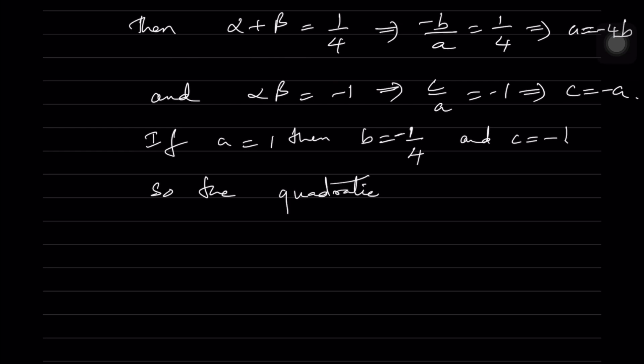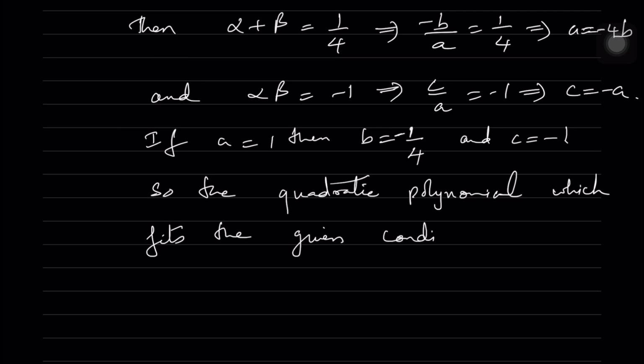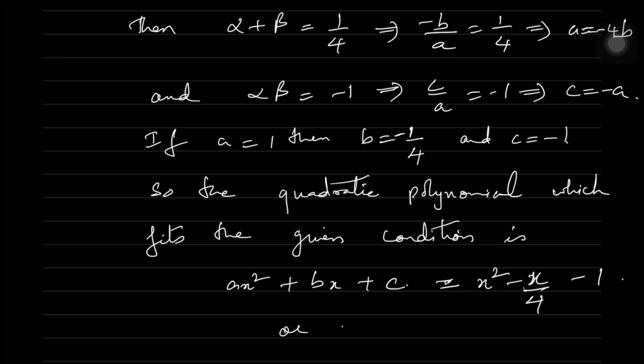So the quadratic polynomial which fits the given condition should be of the form ax square plus bx plus c. We got the values of a, b, c, so we substitute in that, which is equal to x square minus 1 by 4x minus 1, or 4x square minus x minus 4. So this is the answer.